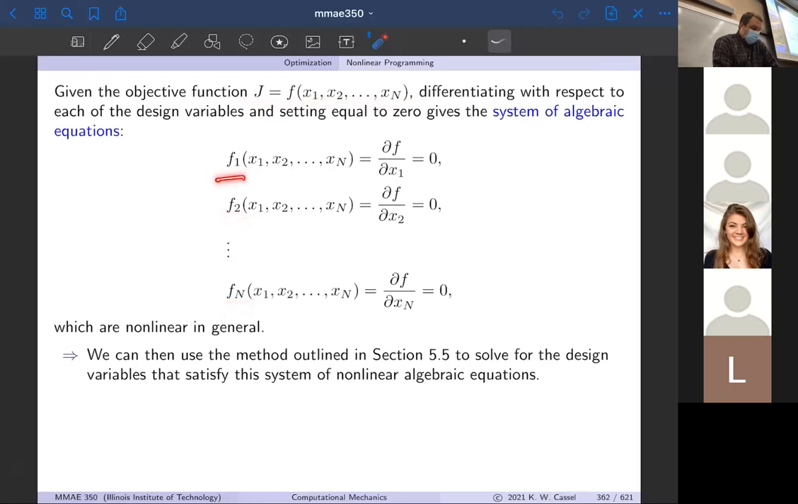So f1 will be partial f partial x1 is equal to 0. f2 is partial f partial x2 is equal to 0. So we're turning one function f, that is a function of n variables, into n functions of those n variables when we take the derivative and set them equal to 0. Once again, then these f1, f2 through fn's, those are going to be nonlinear algebraic equations. So we already know how to solve those using Newton's method for systems of equations. So that's going to be the basic approach.